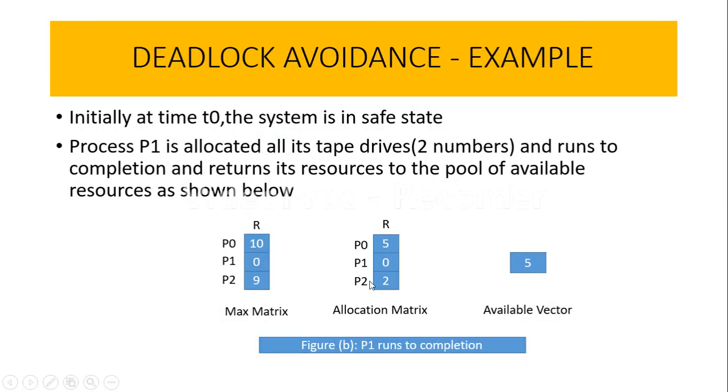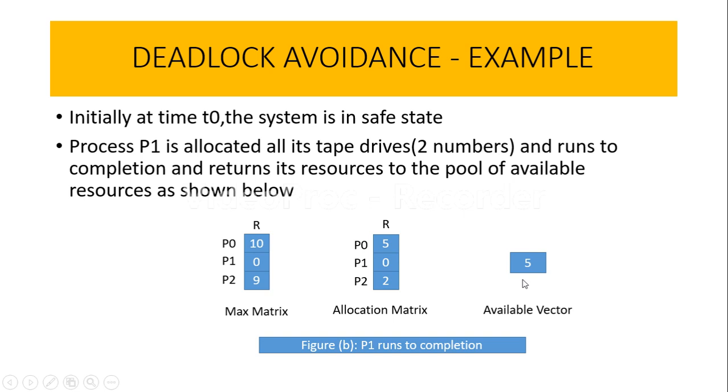So after the two instances of the resource are allocated to P1, it is going to execute. That means it is running to completion. Once it completes its execution, it is going to release the resources. That's why I have written here "returns its resources". Because P1 has finished processing, now allocation is 0 and maximum requirement is 0.